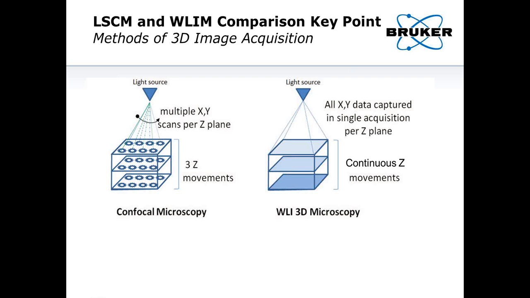On the right-hand side, where I'm talking about a white light or coherence scanning-based system, there's basically a continuous Z movement while that same imaging sensor that we talked about is used to capture the information necessary to compute the height as well. So at the camera frame rate, as you're scanning Z, the XY data are captured in that field of view. That's really the key difference between the methods of 3D image acquisition between these two commonly used and well-used technologies.